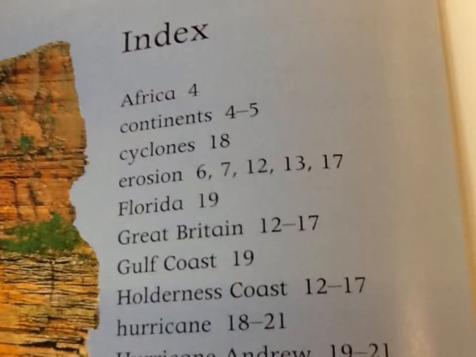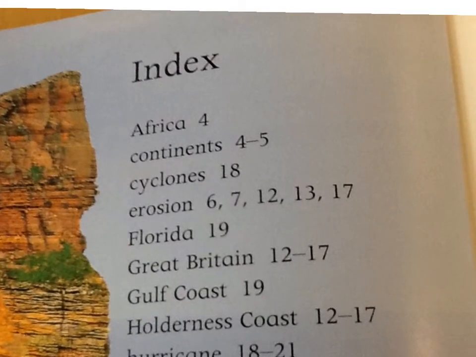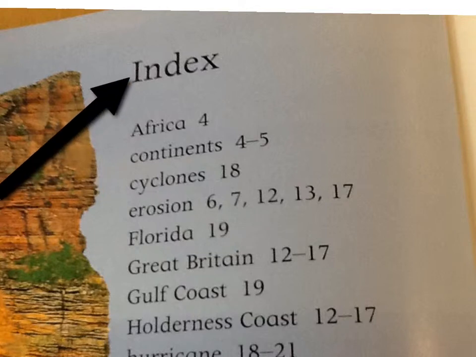This feature is called an index. An index has the page numbers, and it helps the reader if you want to go back in the book and look at the pages. Then you just go to the index and you can look at the pages.